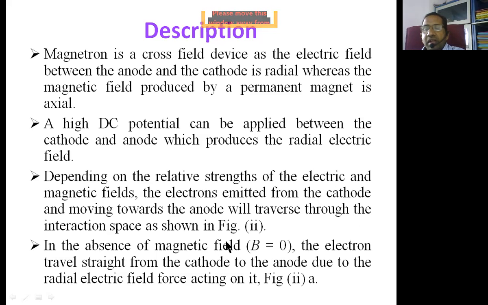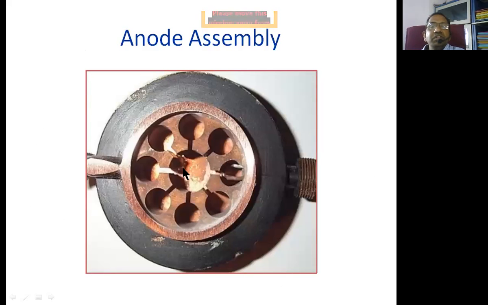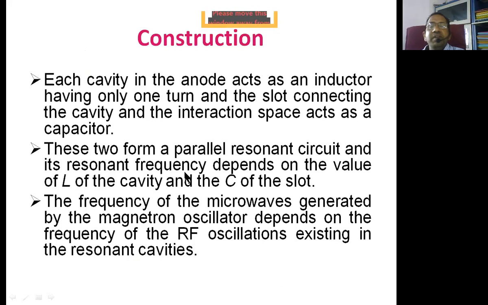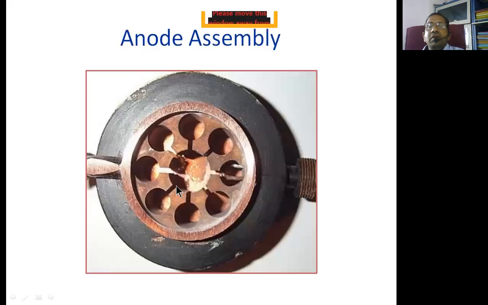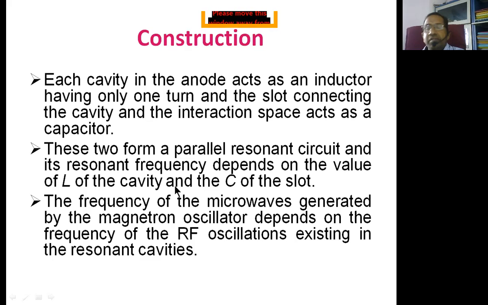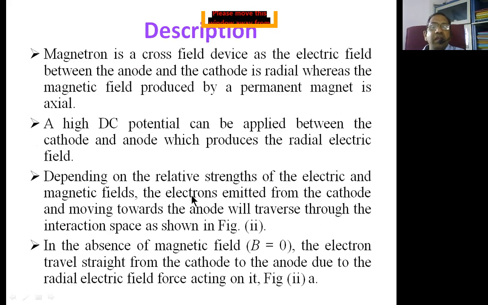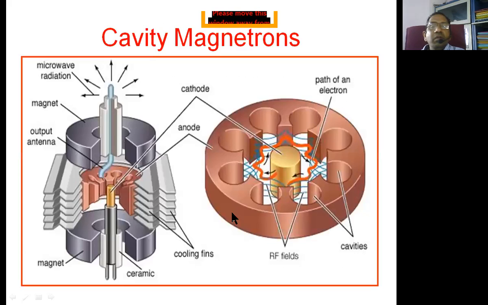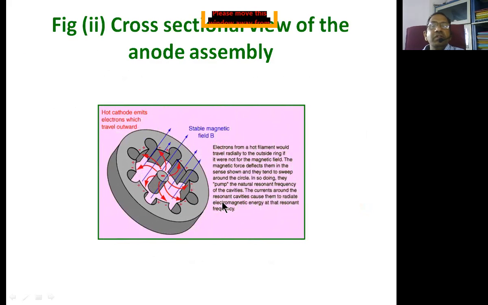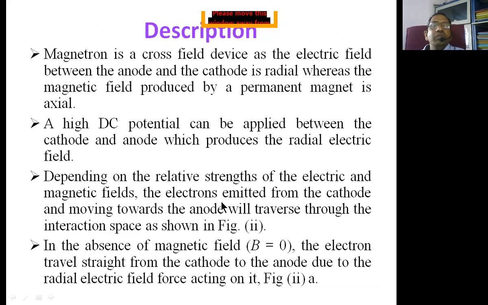What do you mean by the interaction space? So this is the interaction space. This is the interaction space between the electric field and the magnetic field. In this interaction space, the high speed electrons and the electric field are going to interact with the magnetic field, which has been shown in this particular figure 2. Let us look into this now.